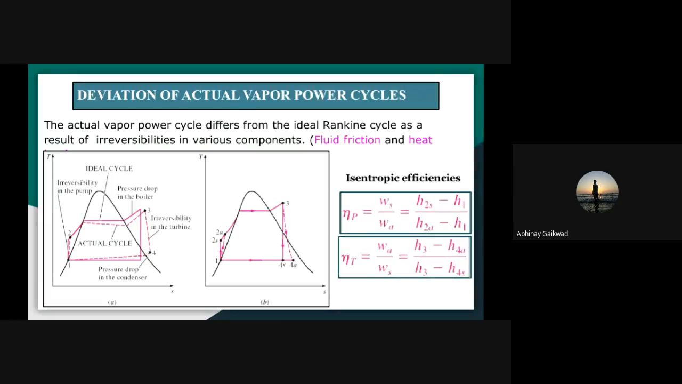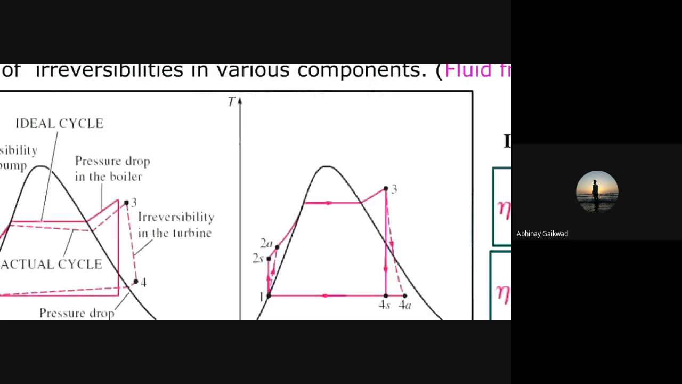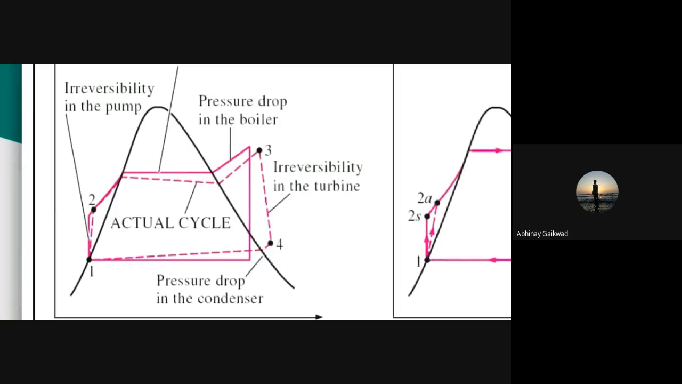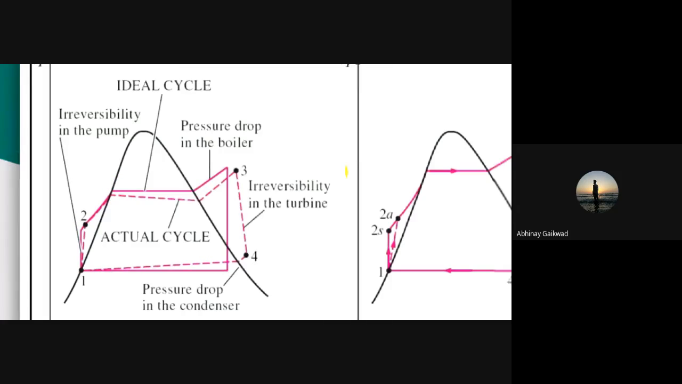So the next one is the actual vapor power cycle, or actual Rankine power cycle. This actual vapor power cycle differs from our ideal Rankine cycle. You can see here in diagram number 1, that is A. Here you can see it is slightly changed. This is a TS diagram.